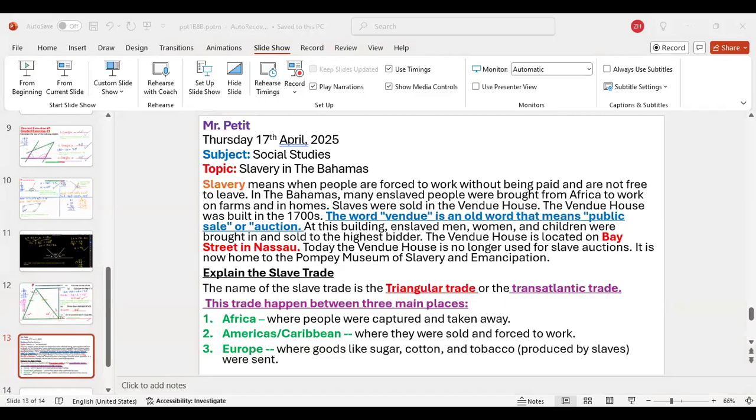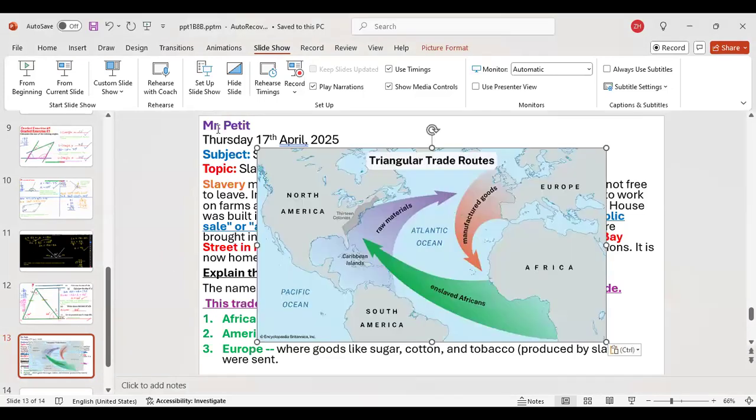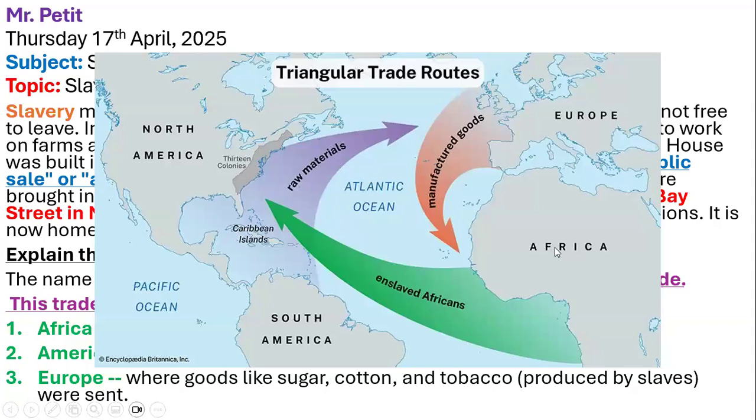So it was called the triangular trade because of these reasons. We get the enslaved Africans from Africa, right? We would let the slaves make the raw materials, right? And then in turn, we get manufactured goods like guns, cloth, and other goods, right? And the cycle continues, all right?